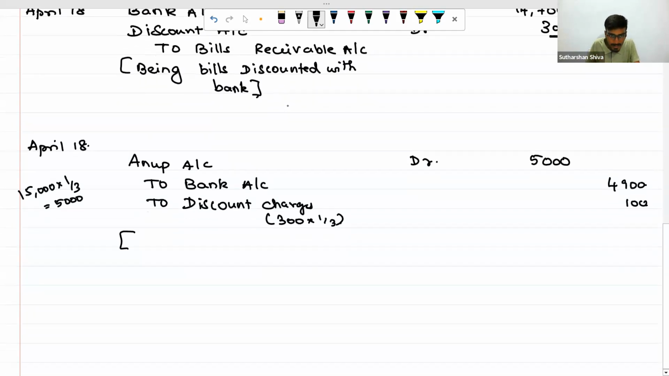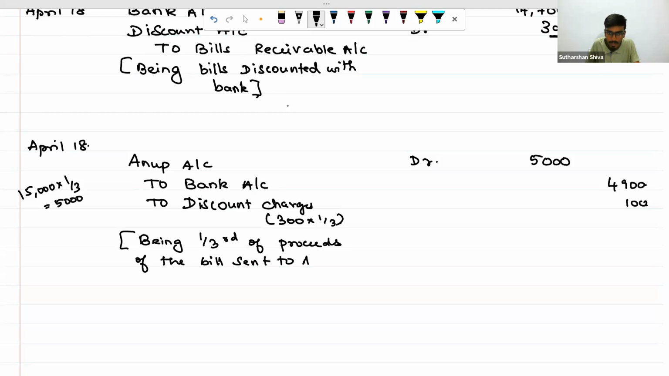Now, in the next step, you will write a narration, being 1/3 of proceeds of the bill sent to Anup or remit to Anup. Write anything. Okay.